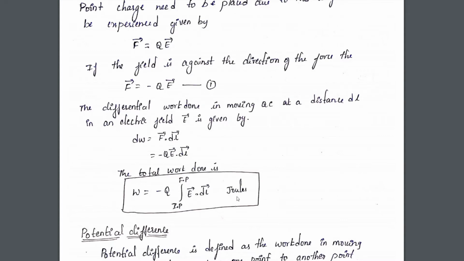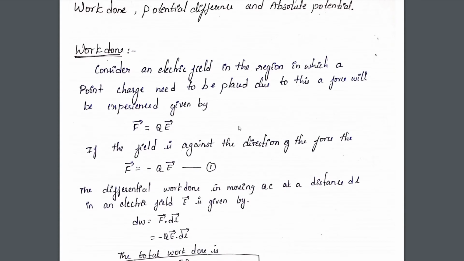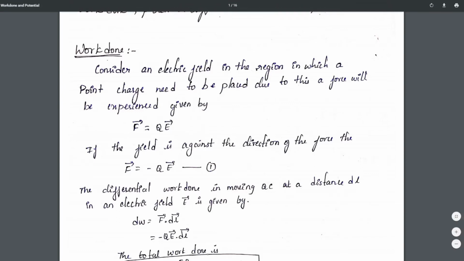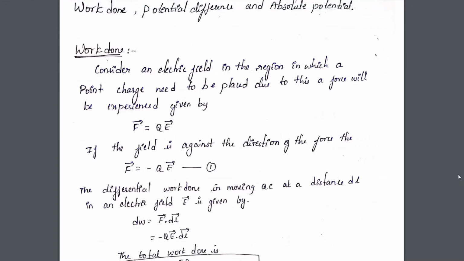Once again, I'll repeat work done. What do you mean by work done in a physical sense? It is the displacement of an object from one point to another on the application of a force. Whenever we move that object, work will be done. Or work done is a product of force into displacement. Here we are calculating the work done in terms of electric field intensity.